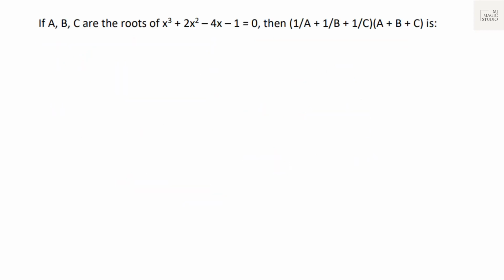Let's practice one more from the cubic on the same lines. Give it a try. a, b, c are roots of a cubic equation given. Then what is the value of this? We have just solved this in our previous example. 1 by a plus 1 by b plus 1 by c is ab plus bc plus ca divided by abc. This into a plus b plus c. That means we need to find out everything.